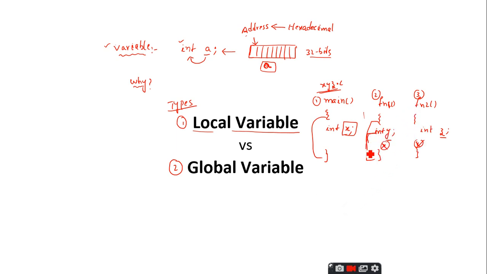So from here to here you can access y. After you leave this function 1, the y will be dead. So you cannot access this y outside of this function 1.